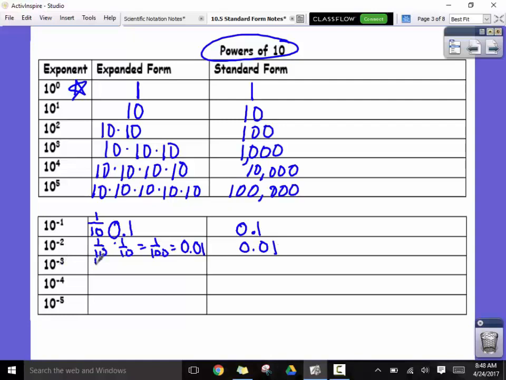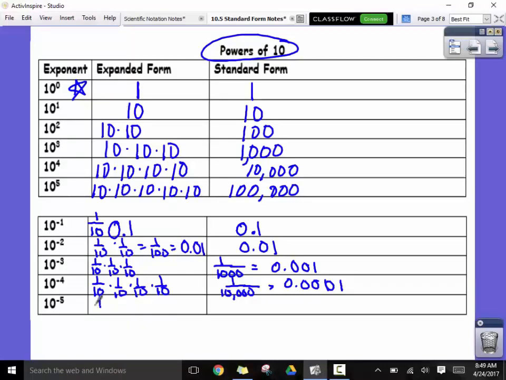So 10 to the negative third power is 1/10 times 1/10 times 1/10, which is 1/1000th. 0.001 is how you write 1/1000th. 10 to the negative fourth is 1/10 times 1/10 times 1/10 multiplied by 1/10. So you have 1 over 10,000. 1/10,000th looks like 0.0001.